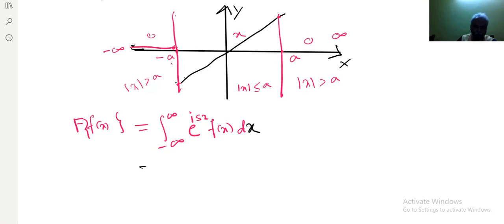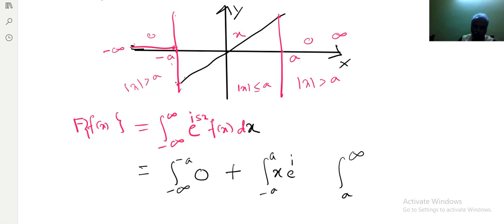Now this range is divided into three parts: minus infinity to minus a, minus a to plus a, and a to infinity. A small homework for you: wherever a is there, you go on putting 1. What you will get, you see, that is the homework. So in minus infinity to minus a, the value is 0, and from minus a to plus a, the value of the function is x. So here I have to write x. So x into e raised to isx becomes the middle integration, and the last integration is again 0.